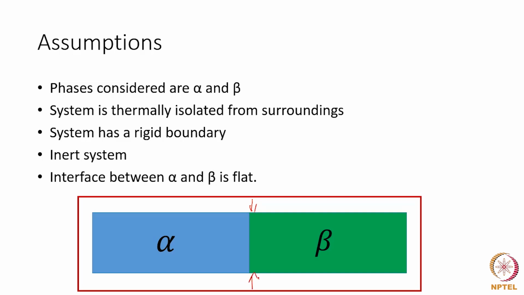This interface between them is flat, and we realize at this stage that extensive variables are summative, which is what is going to be used to write Gibbs energy or entropy, which are extensive variables, for the whole system as a sum of the quantity for alpha and beta respectively. So let us start by writing the entropy of the system.